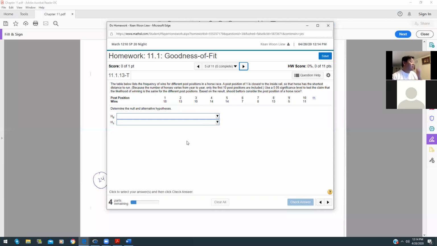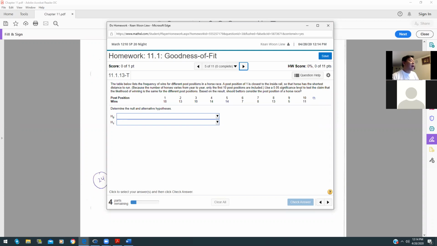So this is 11.1, question 5. This table below shows a list of frequencies for the different post positions of horse racing. The position of 1 is the closest to the inside rail, the shortest distance run. And then there are 10 positions here.